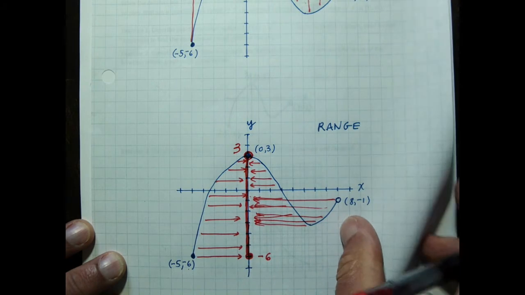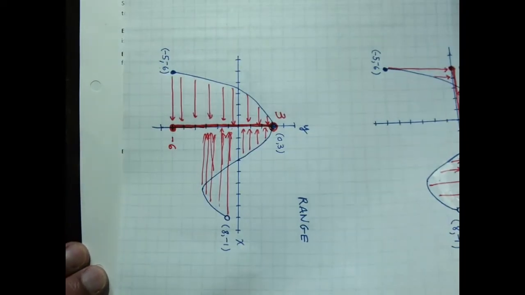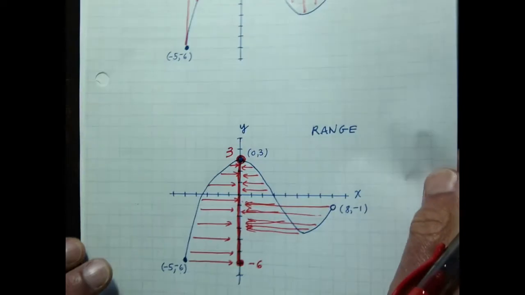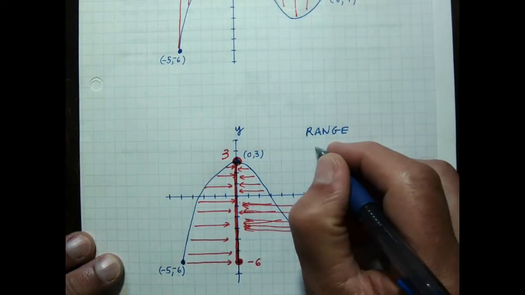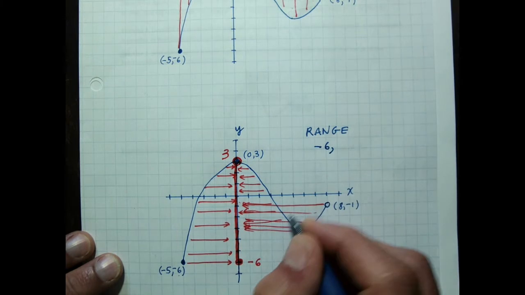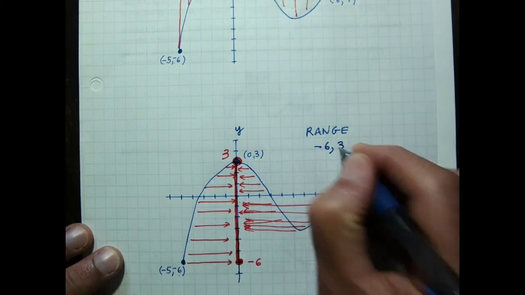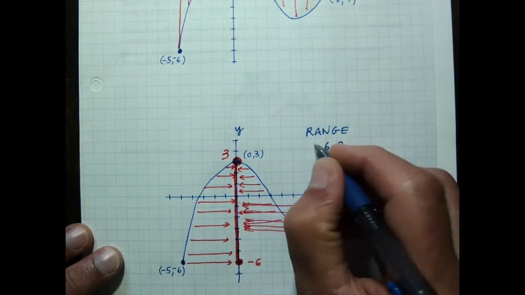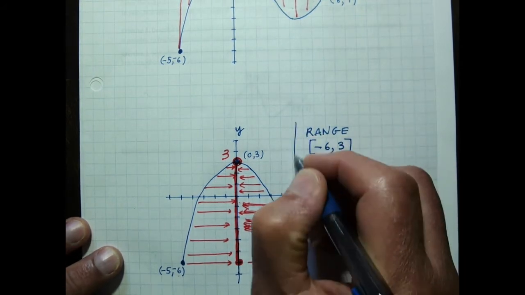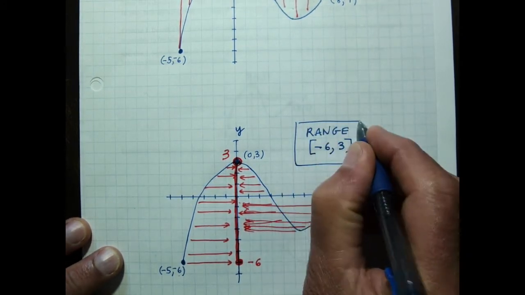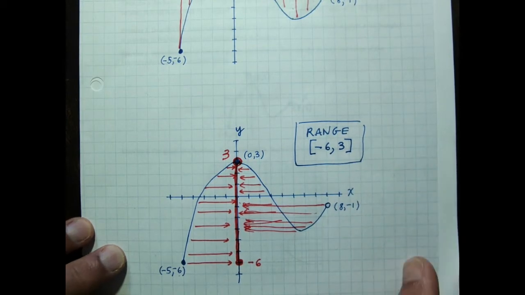Now to describe this as an interval, think of it sideways, smallest to largest. So in interval notation, we always write the smallest number first, -6. Largest number to the right, 3. And in this case, we have square brackets on both because both endpoints are included. There's the range for that function.